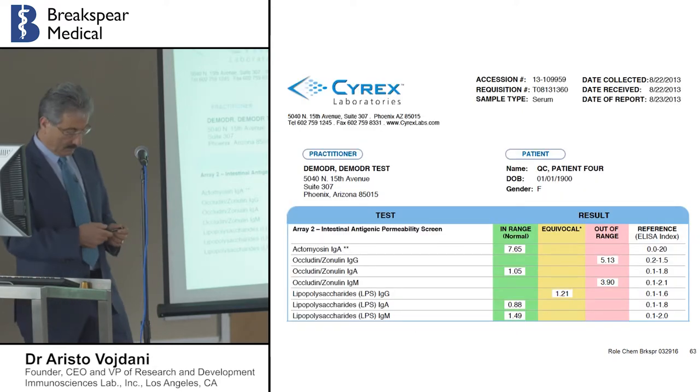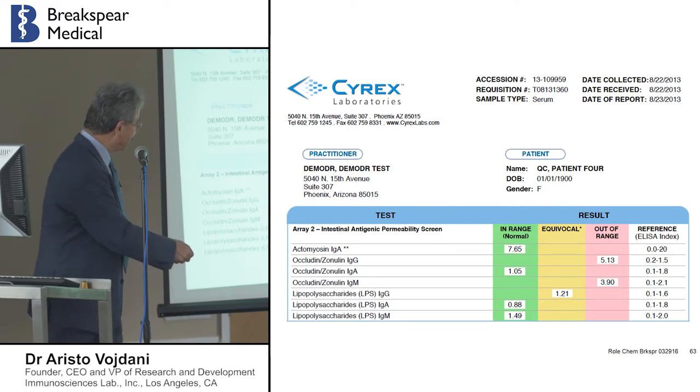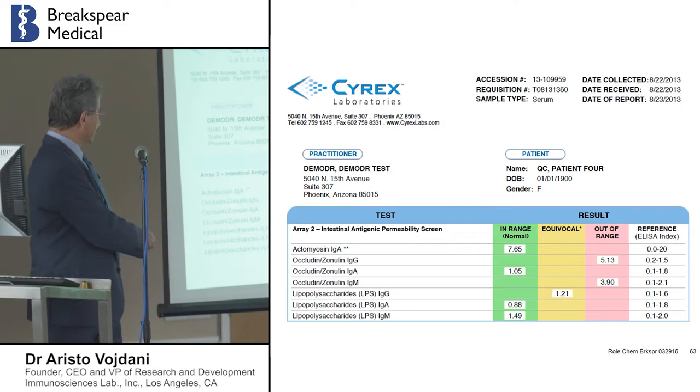So what you see in here, that the patient is making very high levels of antibodies against occludin zonulin, right?